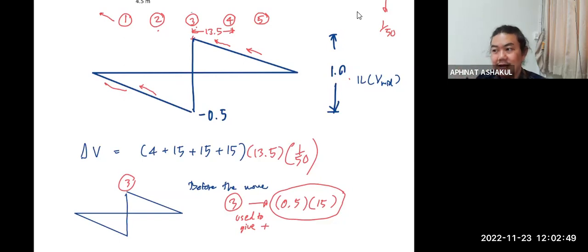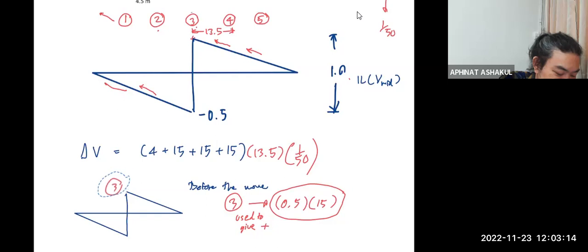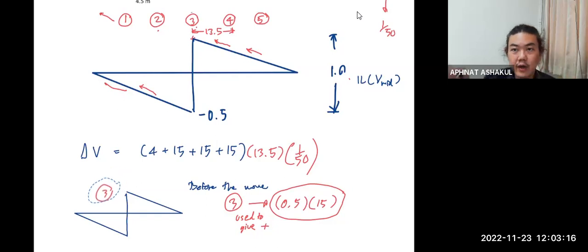But not only that. I'll give you a minute to take notes. Not only did load 3 used to give you a positive value that is now gone, the 3 now moves into the negative region. Not only is the positive value that it used to give now gone, it now gives you a negative value as well.